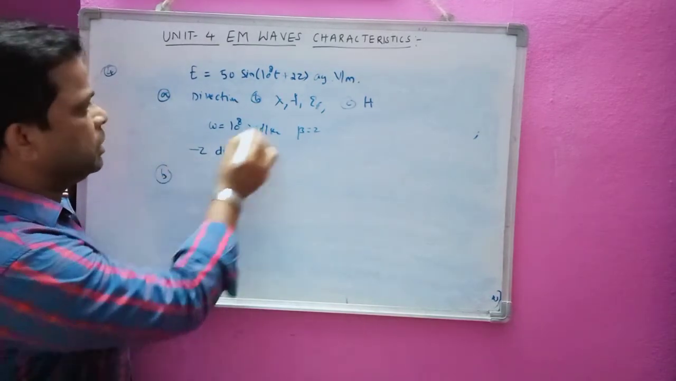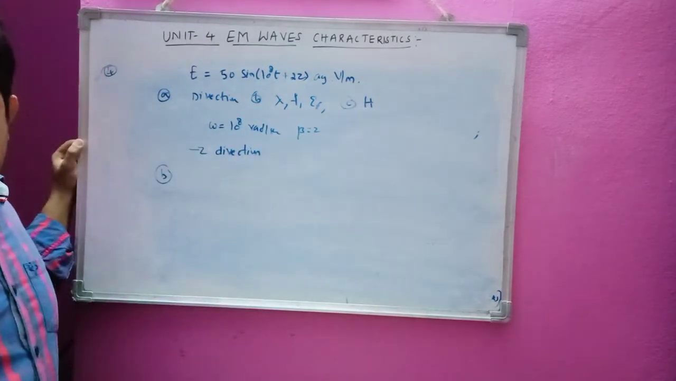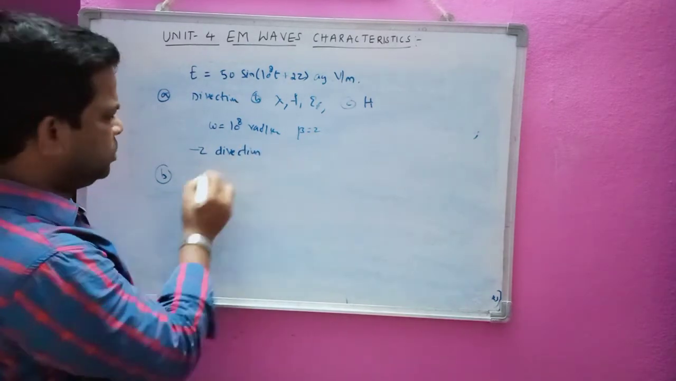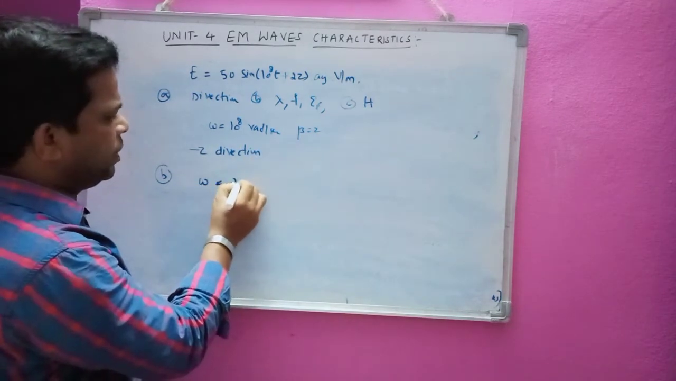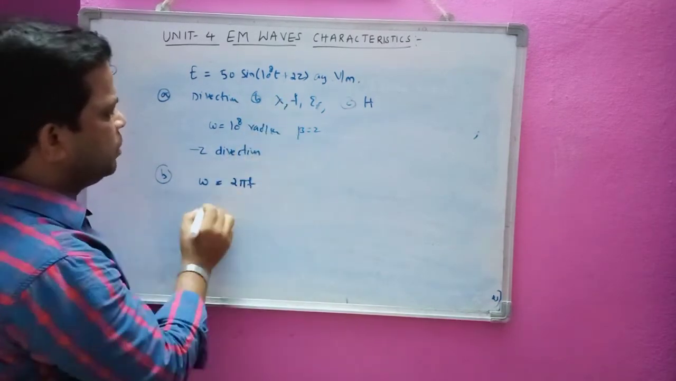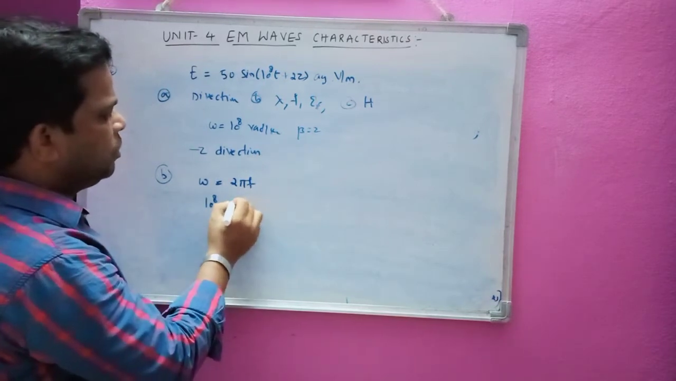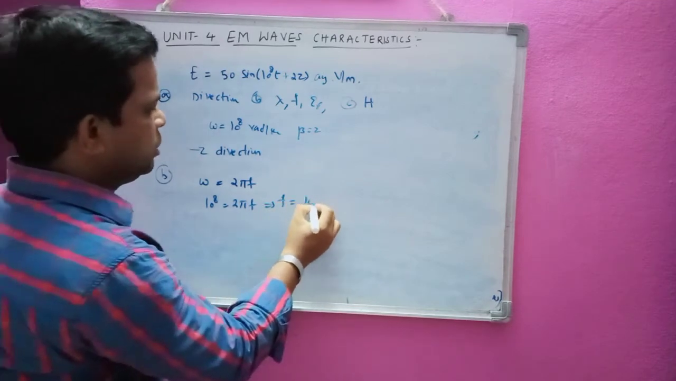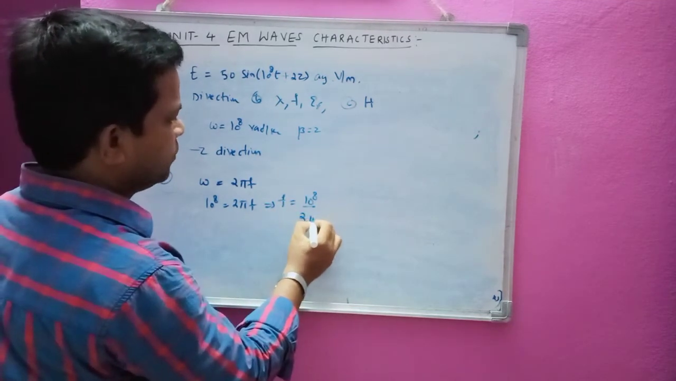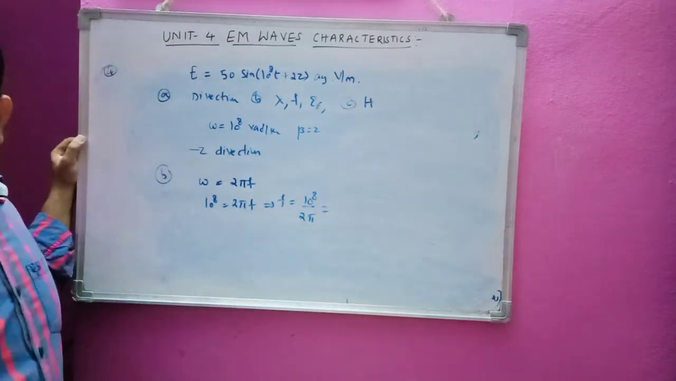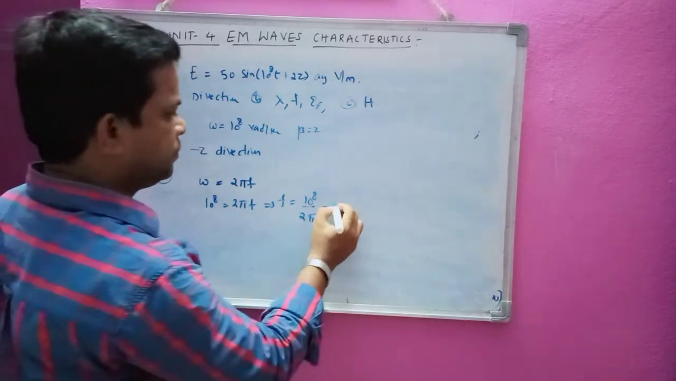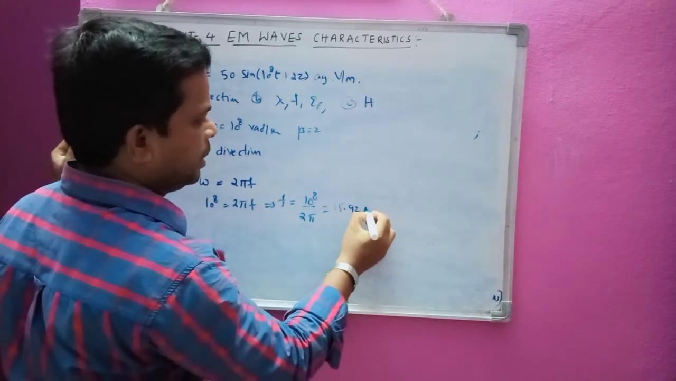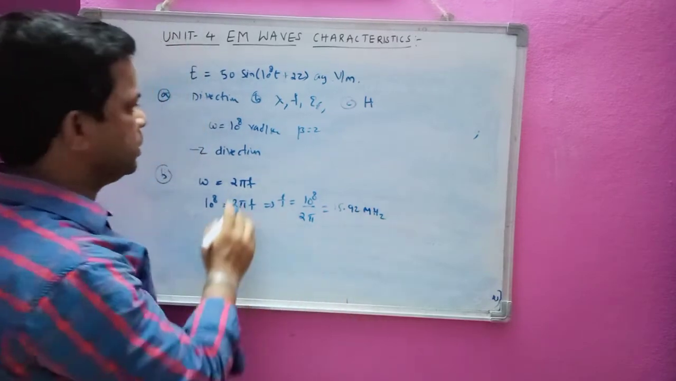And the second question is we have to calculate the value of lambda here. First we will find f. Omega is equal to 2 pi f. He has given the omega value 10 to the power of 8, and 2 into pi into f, so f is 10 to the power of 8 by 2 pi. This value is 15.92 megahertz. So this is the answer for f.